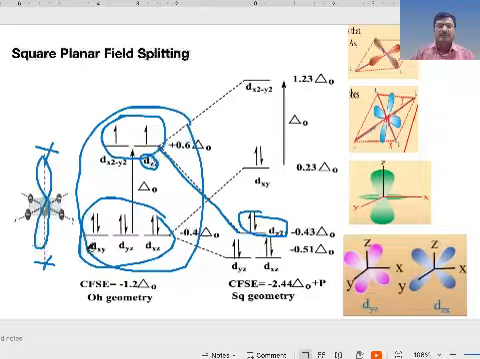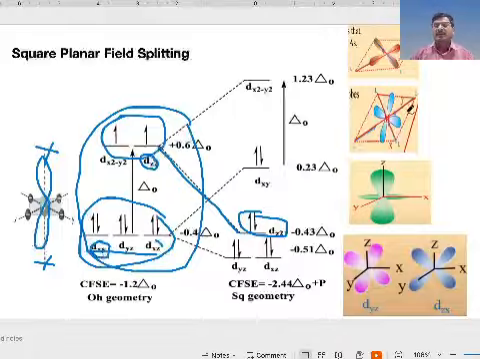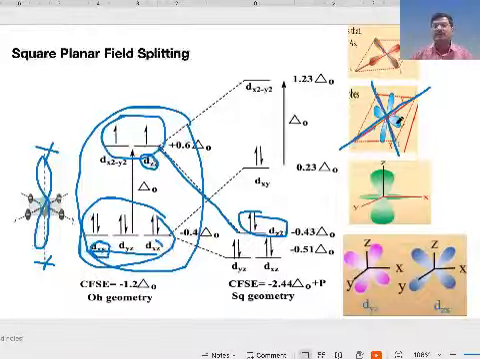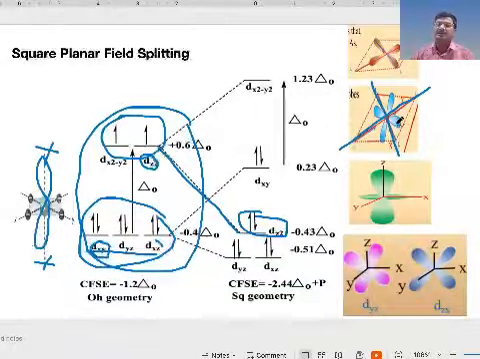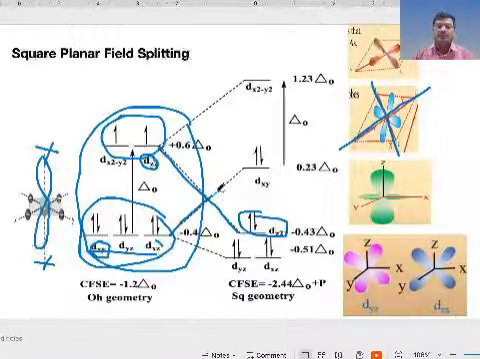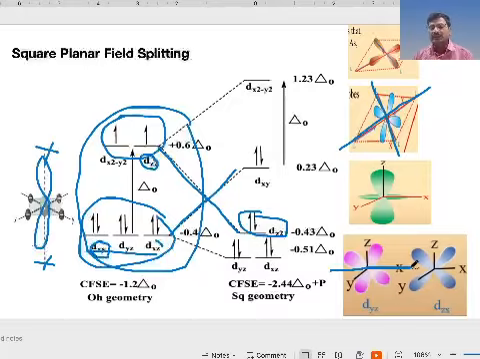Similarly, when you come to the xy orbital, it lies between the ligands. In the square planar case, the ligands are present on the x-axis and y-axis. Exactly, the xy orbital is present between the axes. That's why it will move to slightly higher energy than the remaining two. Because for the remaining two, this is the x-axis, this is the z-axis.